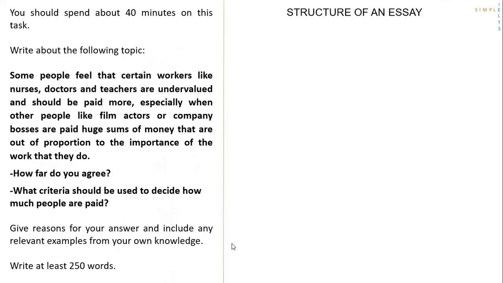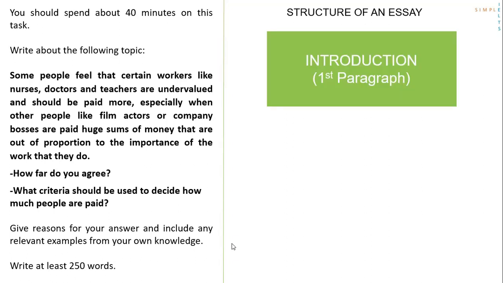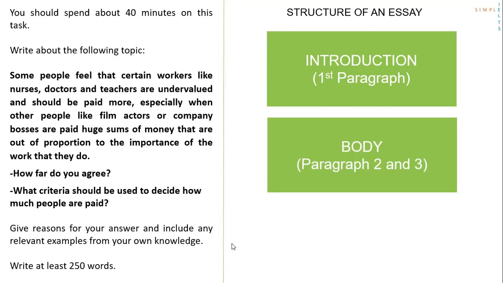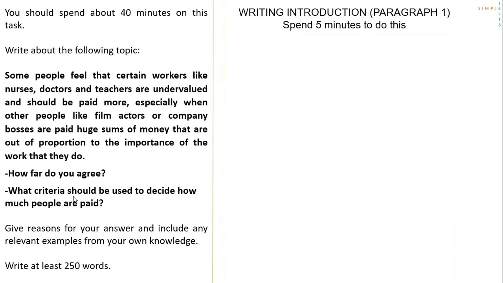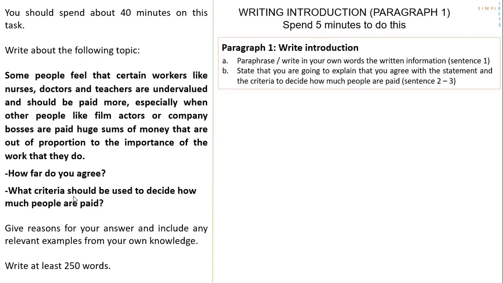Next, I would like to discuss the structure of an essay. Normally, in an essay, there are three parts. First is introduction. And then body, this is where you explain in detail how far you agree and what criteria should be used to decide how much people are paid. And then lastly, there's the conclusion in the last paragraph. Okay, first of all, let's talk about the introduction, normally paragraph 1. I suggest you spend 5 minutes to do this. It's not too long, so I think 5 minutes should be enough.